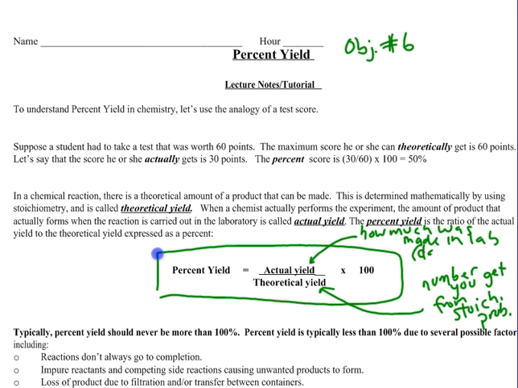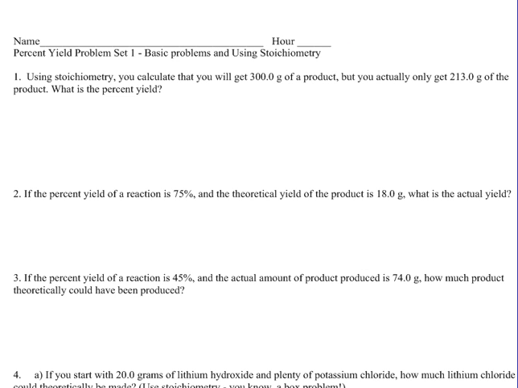And so typically, this information is harvested from a data table or is given to you in the word problem as the actual amount of substance that was produced. All right, so let's jump to the first problem set, which has some basic problems and ones where you will use stoichiometry.